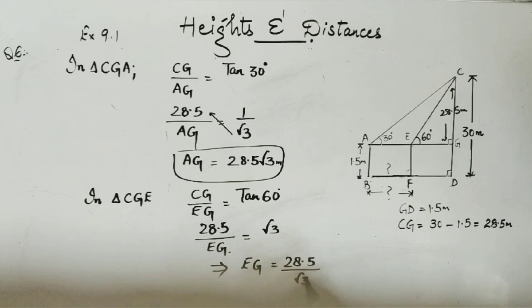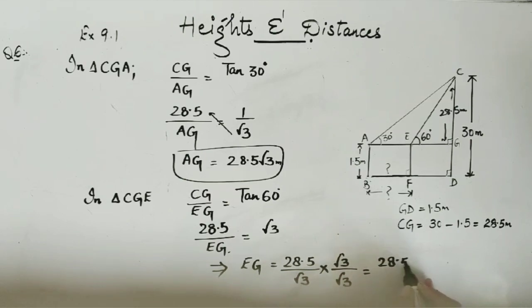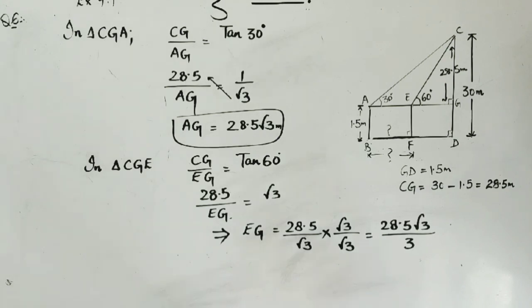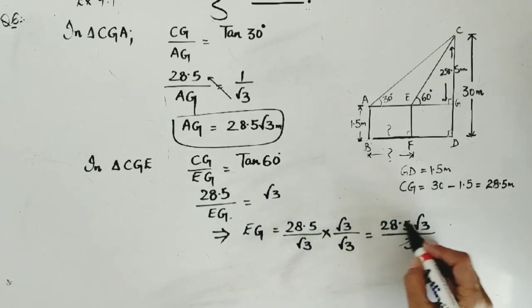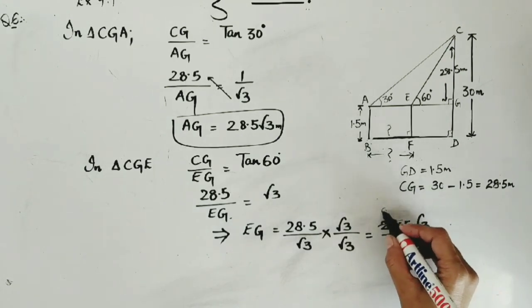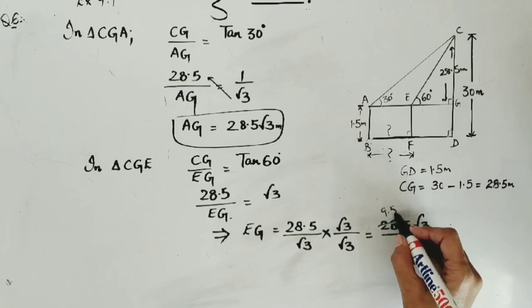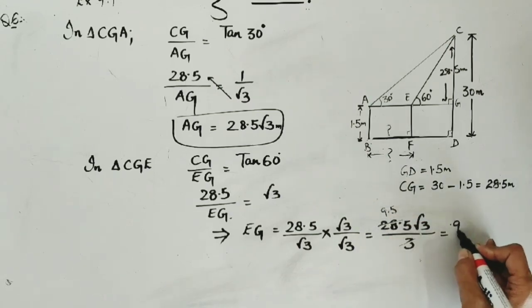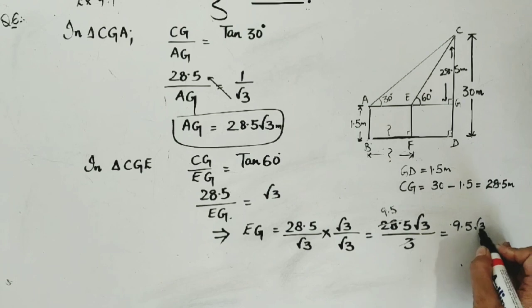We can't keep this in this form. Let's rationalize it and make our task a little easier. This becomes 28.5 root 3 upon complete 3. Okay. We can further simplify this. Solving this, this is 9.5 root 3 meters.